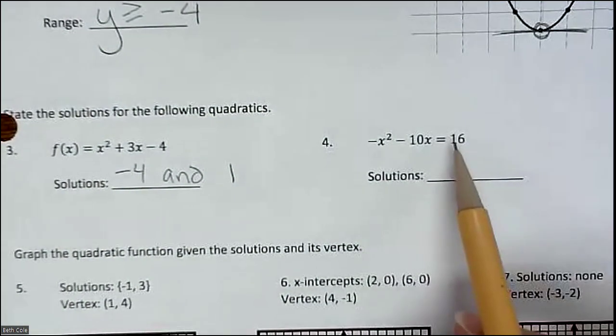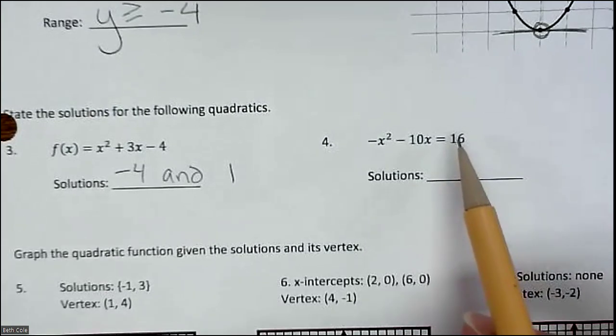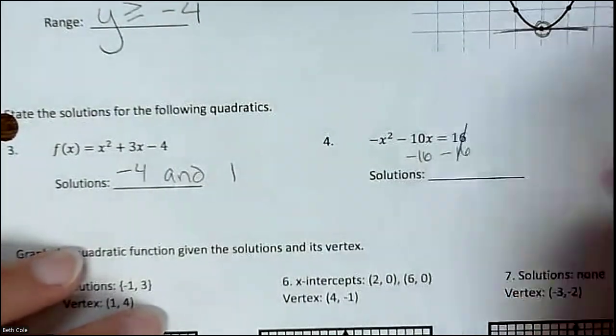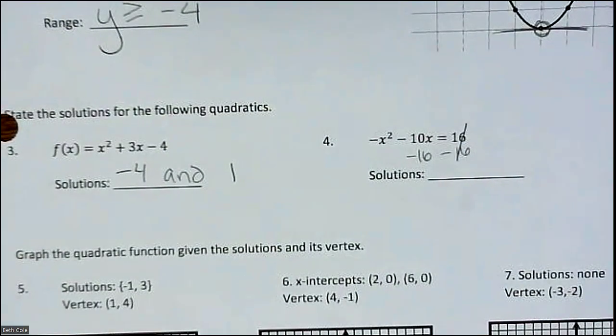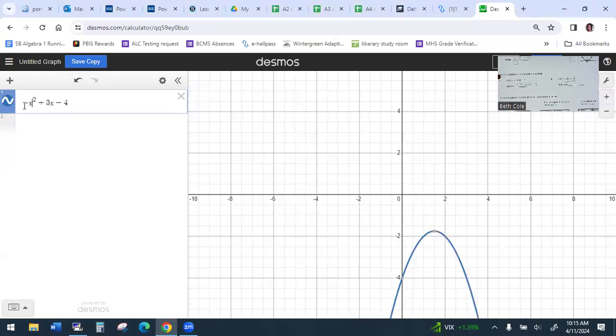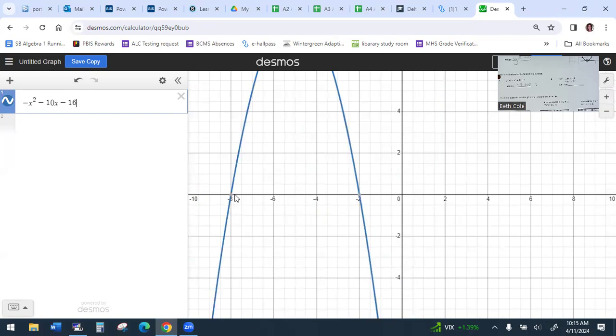Now this one, does it equal 0? No. So what are you going to do to make it equal 0? It has to equal 0 first. Minus over the 16. So what I'm going to type in the calculator, you have to make it equal 0 first. It won't work, right? I'm going to type -x squared minus 10x minus 16. And then I'm going to click on the answers. So what's your first one? -8 and -2. So just use your calculator is all that is.